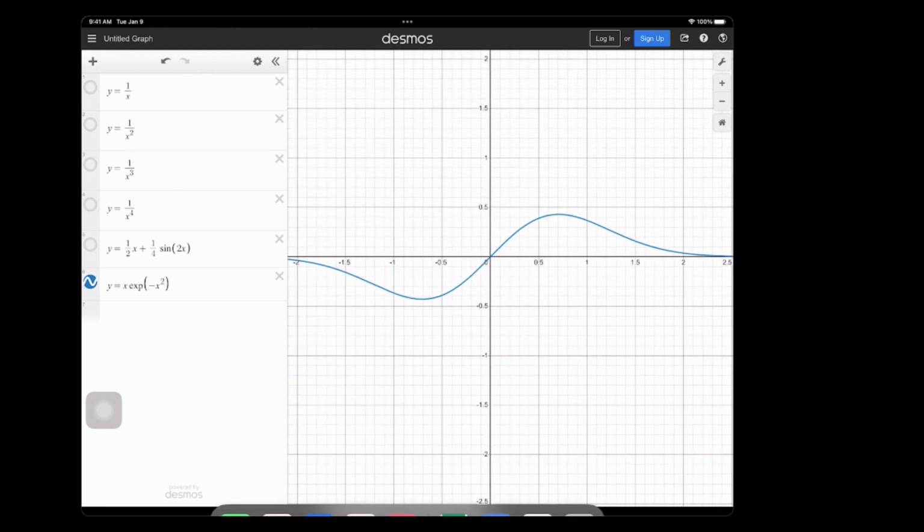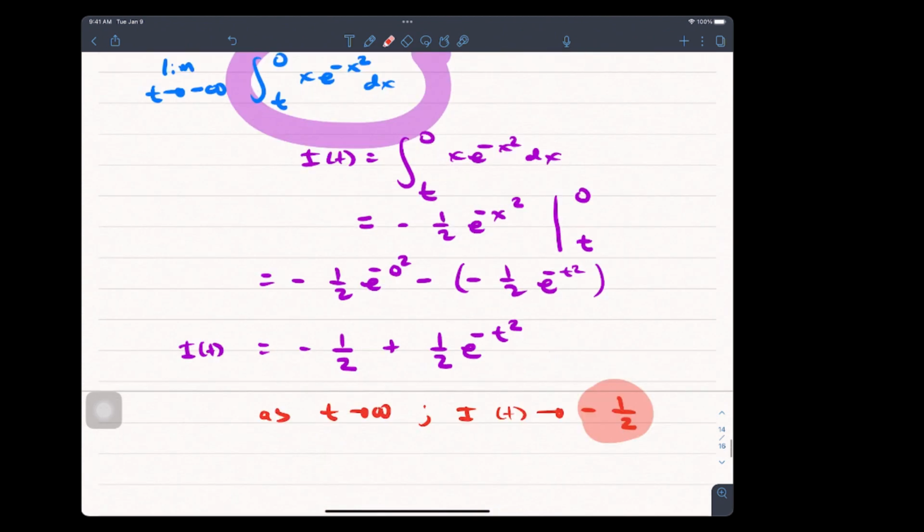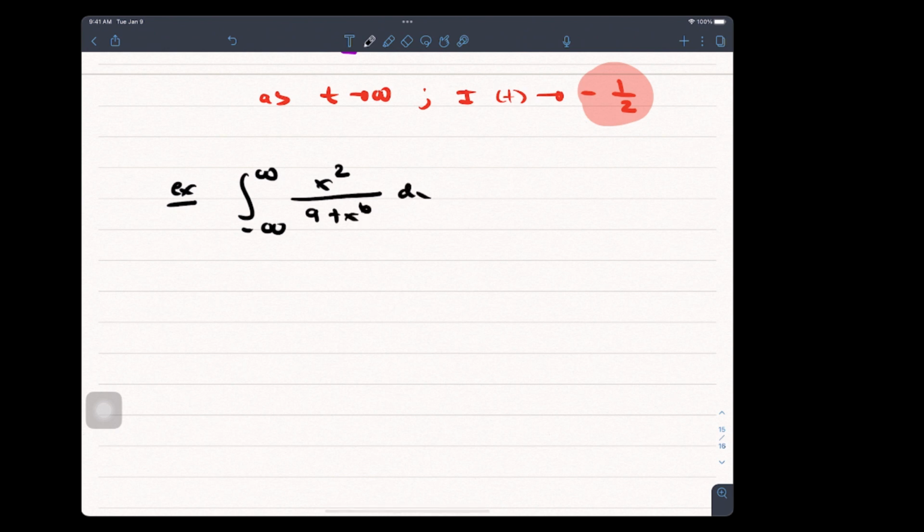All right. Anyway. Good, good, good. I like that. Okay. Now, you might say, however, what if I get something like this? Negative infinity to infinity of x squared over 9 plus x to the 6 dx.